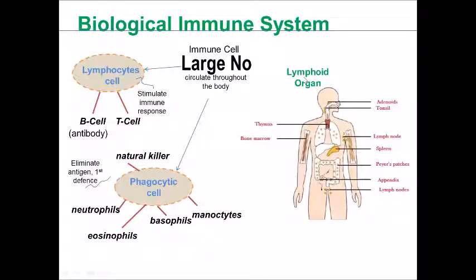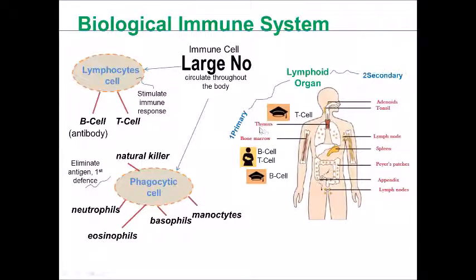Okay, this is the lymphoid organ. The lymphoid organ is the place where the immune system is located. Normally there are two types of lymphoid organ, which we can classify into primary and secondary. Under primary we have the thymus and also the bone marrow. This is the primary lymphoid organ, where the B cell and T cell are produced, are born. B cell and T cell are born in the bone marrow.